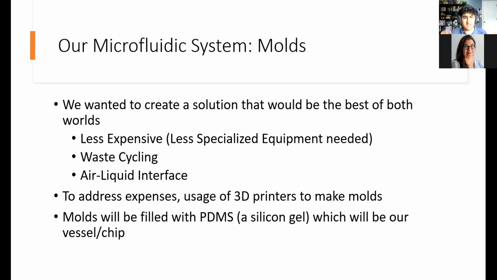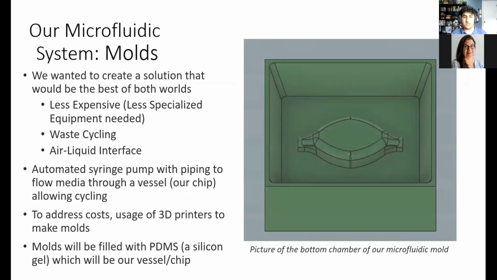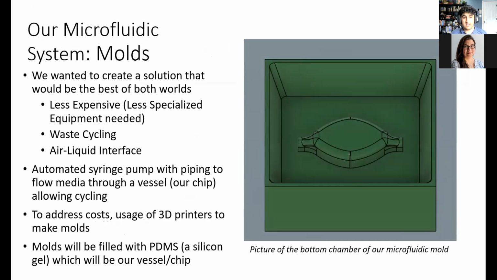To first address expenses, we use 3D printers, and 3D printers are a very accessible technology, which allows one to fabricate any sorts of 3D geometry using a wide range of materials. And by using these 3D printers, we made molds. And these molds can then be filled with PDMS. This is a silicone gel, which will then serve as a vessel chip, the chamber we flow tissue through. And you can see a picture of this mold on the right, a picture of what we use. So after printing this, we would then fill it up with PDMS and let it cure.